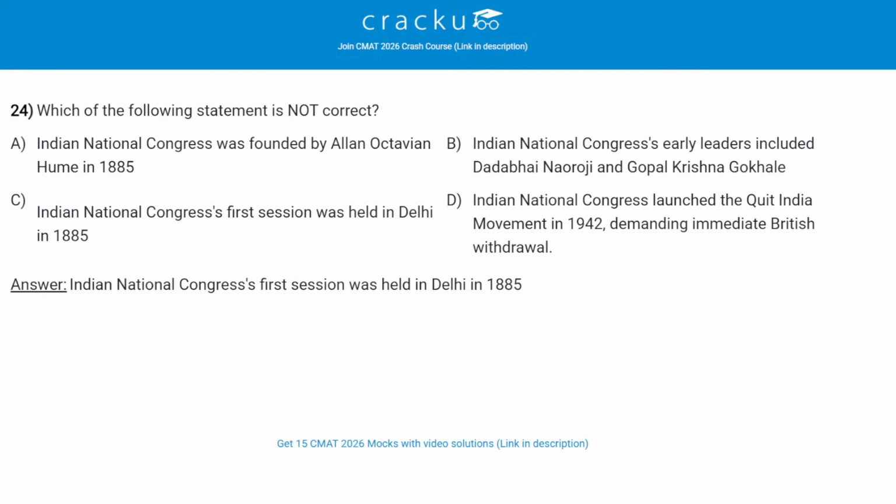In this question, we need to find which of the following statement is false, not correct. Indian National Congress was founded by Allan Octavian Hume in 1885. This is correct. The Indian National Congress early leaders include Dadabhai Naoroji and Gopal Krishna Gokhale. This is also correct. The Indian National Congress first session was held in Delhi in 1885. This is wrong. It was held in Bombay, not Delhi. It was held in Bombay in 1885. The Indian National Congress launched the Quit India movement in 1942, demanding immediate British withdrawal. This is also correct. So the wrong statement is this one. So option C is the correct answer.